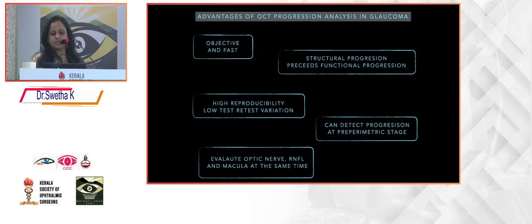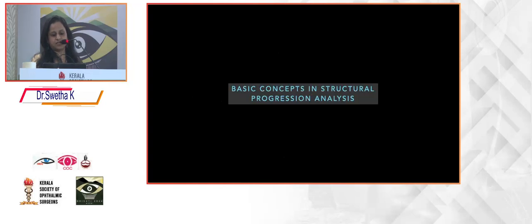Now, what are the advantages of OCT progression analysis in glaucoma? It is objective and fast, and the structural progressions do precede the functional progression. You can have high reproducibility with low test-retest variation, and can detect progression at a pre-perimetric state. And it evaluates the optic nerve, RNFL, and the macula at the same time.